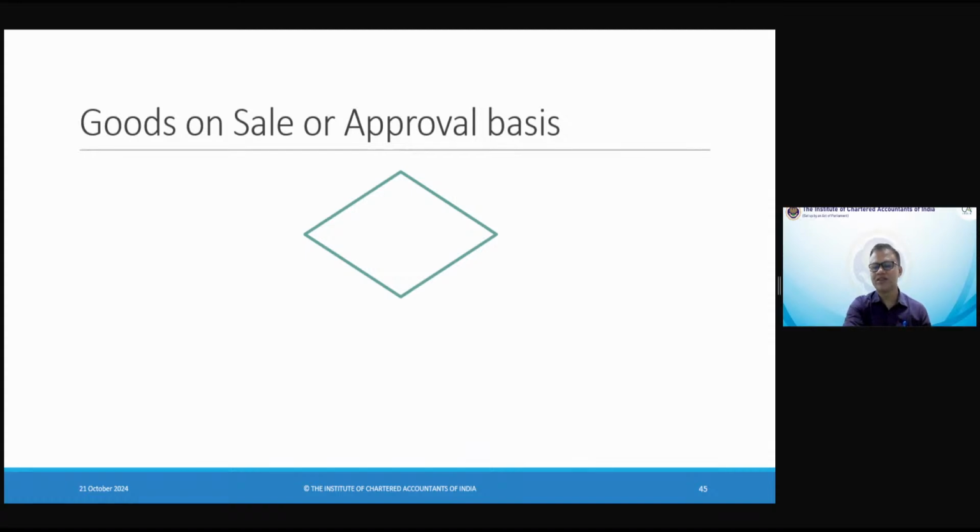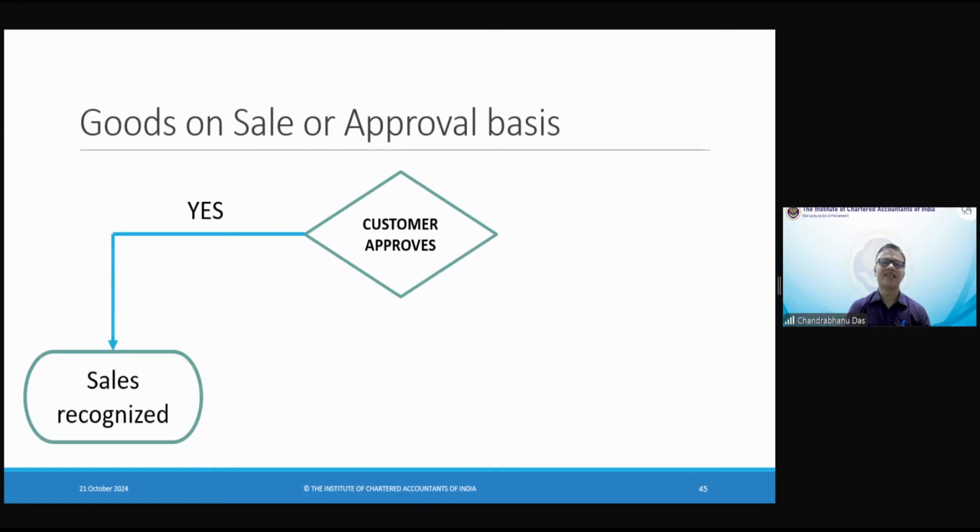Now, what happens to the inventory on this goods on sale or approval basis? We also need to know this, because this type of question also comes in inventory taking. The goods reach the customer, and the customer approves them. The moment the customer approves it, the sale is recognized. Say out of 100 goods, the customer has taken 70. These 70 are the sales. Yes, the sale is recognized.